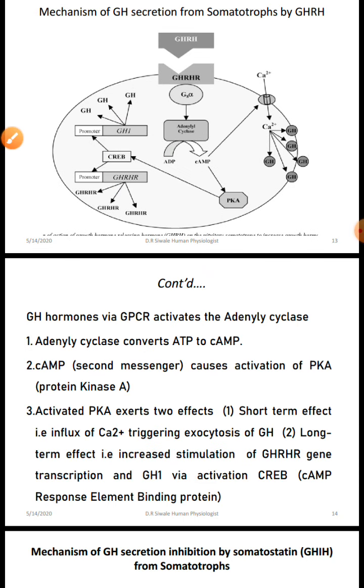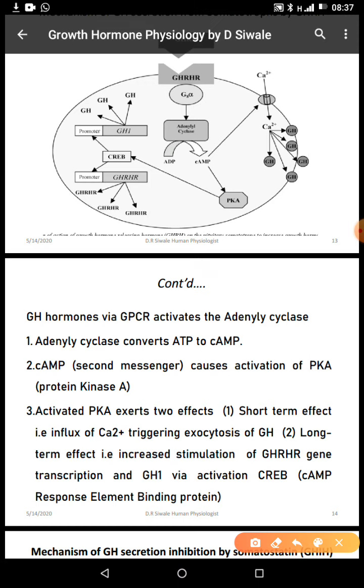So this is the notes which I'm trying to say. Adenylyl cyclase converts ATP to cyclic AMP. Cyclic AMP, which is the second messenger, causes activation of protein kinase A. Activation of protein kinase exerts two effects. There's a short-term effect where there's influx of calcium triggering exocytosis. There's a long-term effect, that is increased stimulation of growth hormone releasing hormone receptor gene transcription and growth hormone via activation of the cyclic AMP response element binding protein.